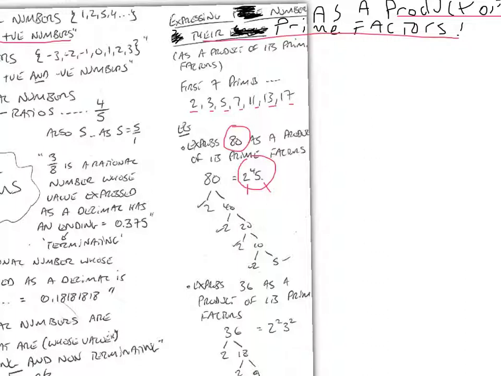How did we get that? Well, we looked at our list of primes, and we looked to see what would divide into 80, and 2 goes into 80 40 times. We look at the list again, 2 goes into 40 20 times. We look at the list again, 2 goes into 20 10 times. We look at the list again, 2 goes into 10 5 times, and then we have to say 5 goes into 5 once. So we have 2 times 2 times 2 times 2 times 5. That gives us 80 expressed as a product of its primes.